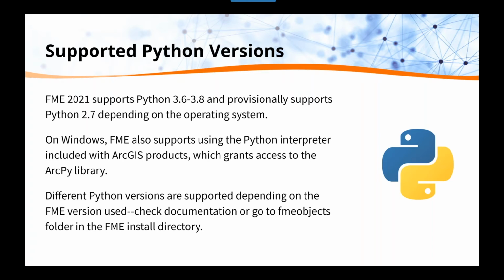So I would recommend checking the documentation or going to the FME objects directory in the FME install directory. You'll see a few folders in there that start with Python, and they indicate which Python versions are supported. Unfortunately, you can't use, say, 3.9 in FME 2021 because the max version of Python supported in FME 2021 is 3.8.